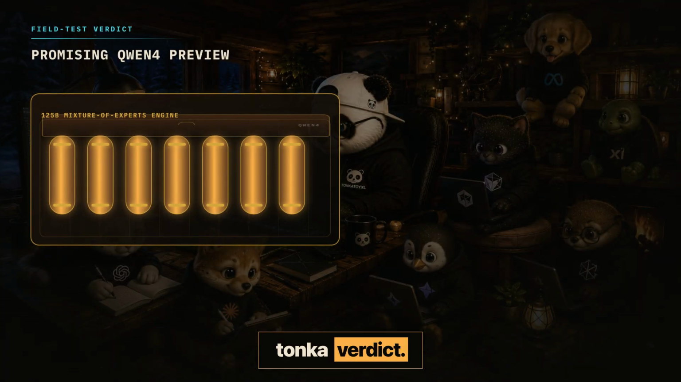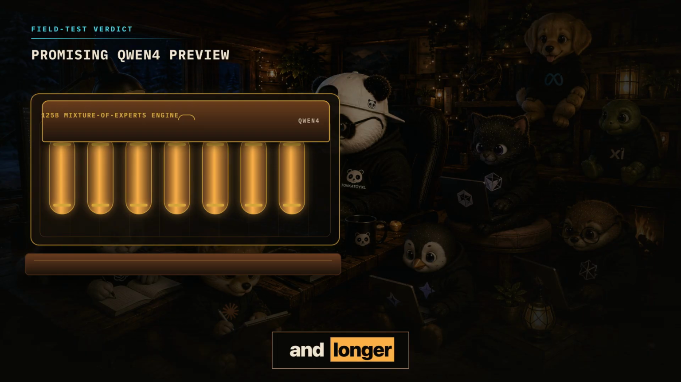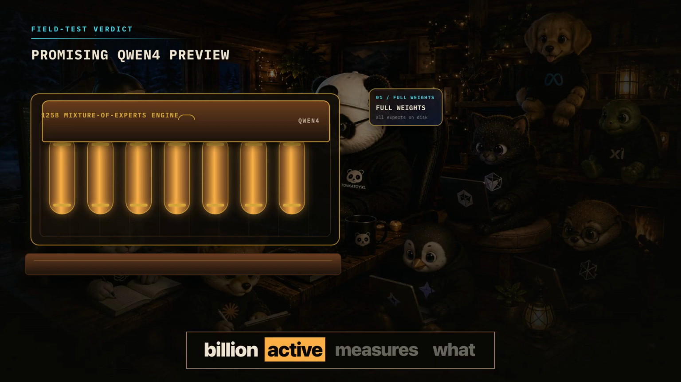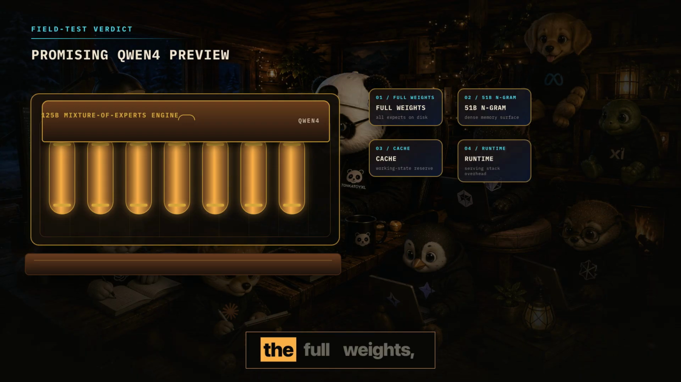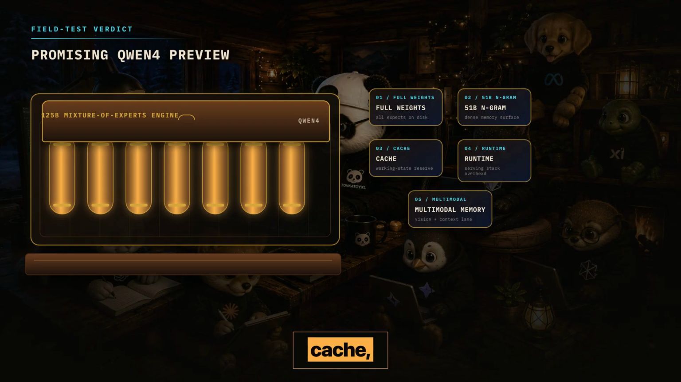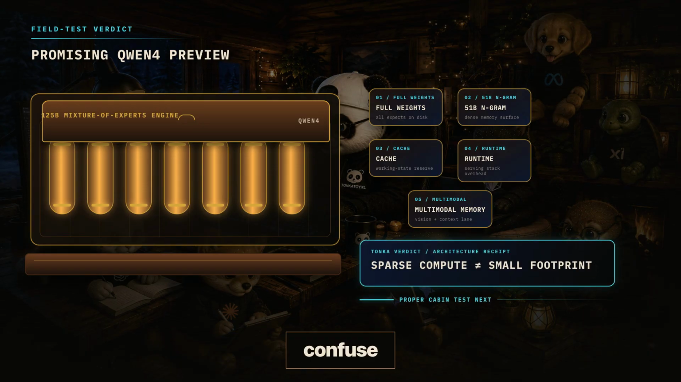Tonka verdict? This is a genuinely interesting preview of Qwen 4, especially for coding, office work, tools, and longer context windows. But 6 billion active measures what computes for a token. It does not erase the full weights, n-gram tables, cache, runtime overhead, or multimodal memory. So don't confuse sparse compute with automatic laptop fit. We'll run a cabin test when we can run it properly, measure the full setup, and show the receipts.